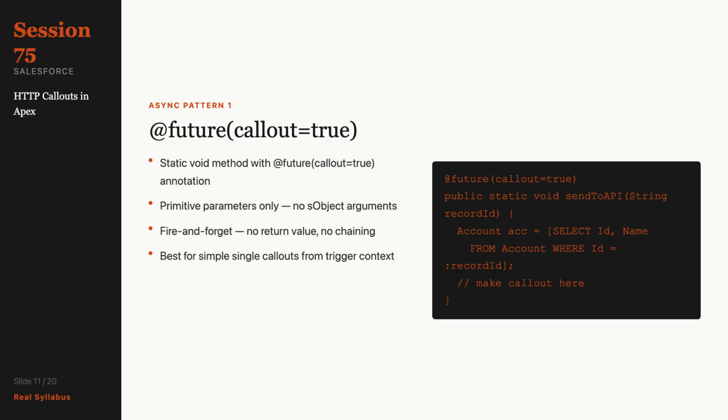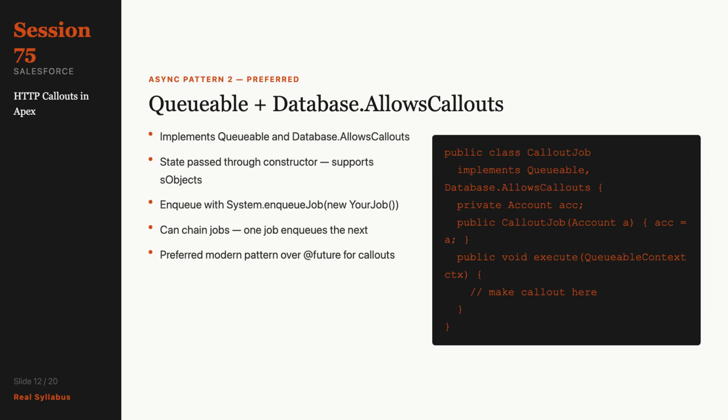Queueable with Database.AllowsCallouts, the preferred modern pattern for async callouts. Implement the Queueable interface and the Database.AllowsCallouts marker interface. Pass state through the constructor. Enqueue with System.enqueueJob. Queueable jobs can be chained. One job can enqueue the next, making them suitable for processing records in batches across multiple callout transactions.